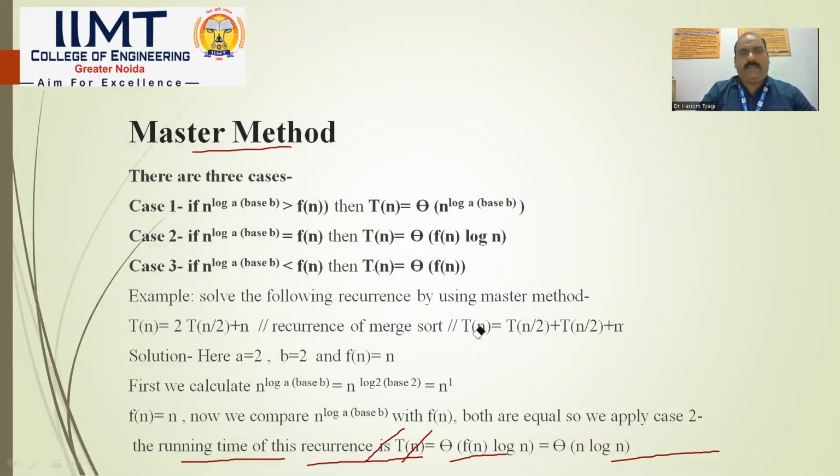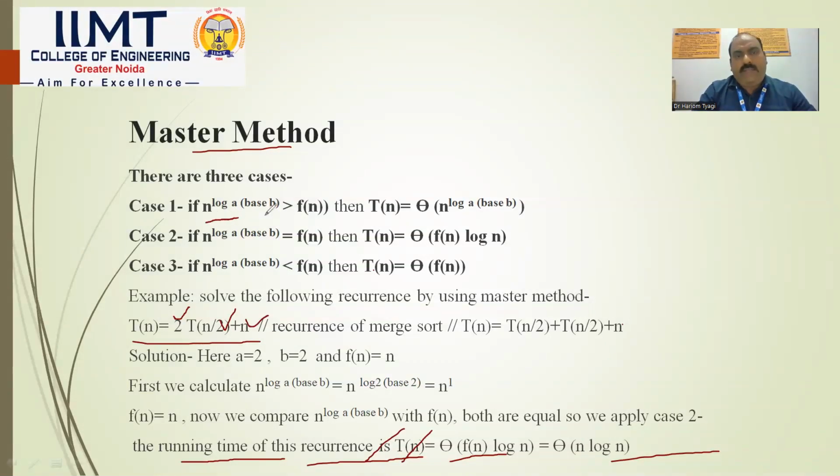There are three cases. Basically, in the recurrence we have the value of a, the value of b, and the value of f(n). How do we find the value of n to the power log a on base b? We will compare both values: f(n) and the calculated value n to the power log a on base b.